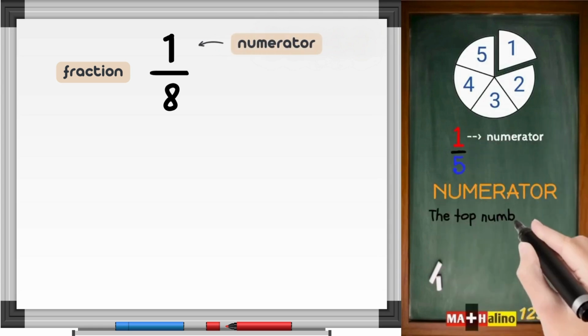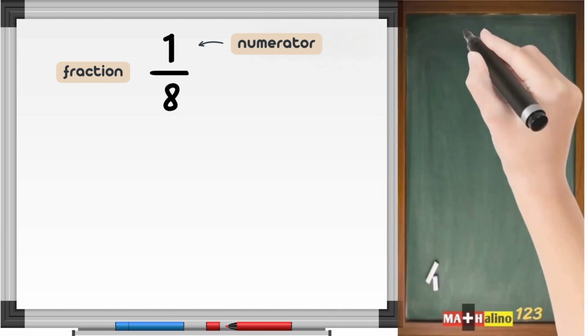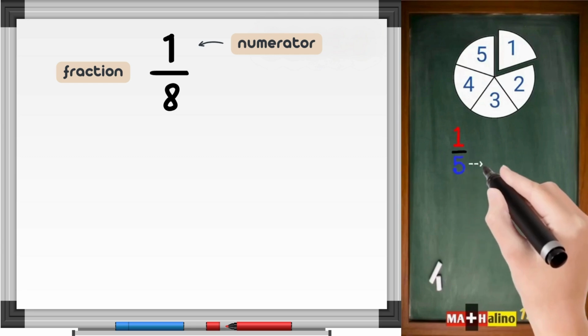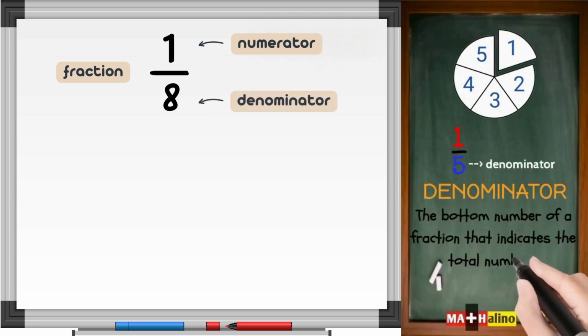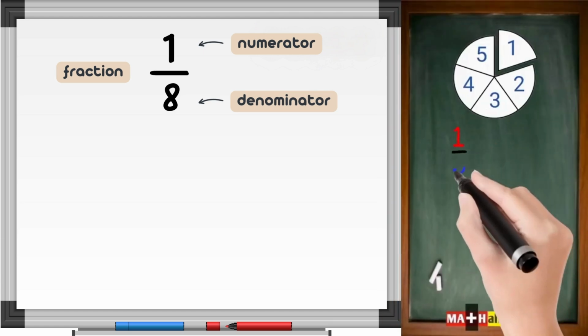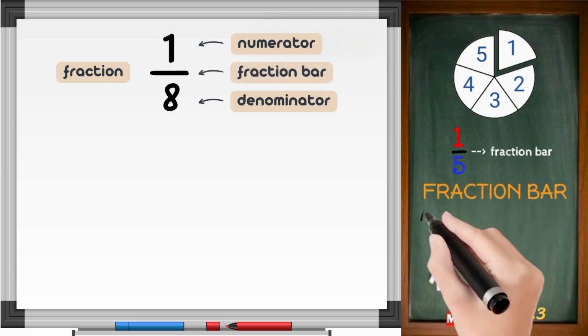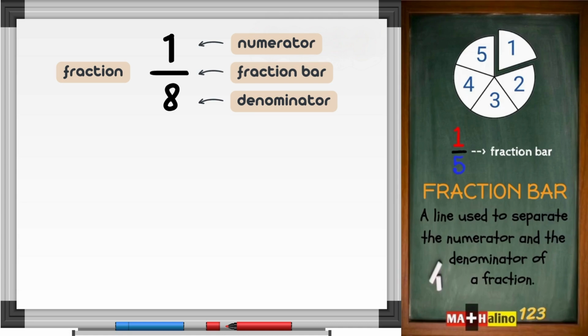Numerator. The top number of a fraction that indicates the part of a whole. Denominator. The bottom number of a fraction that indicates the total number of parts. Fraction bar. A line used to separate the numerator and the denominator of a fraction.